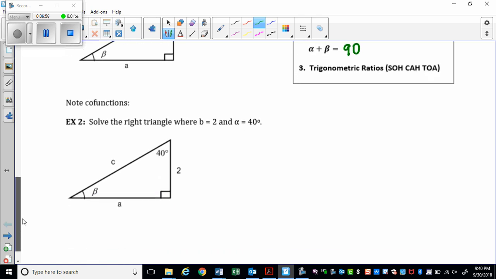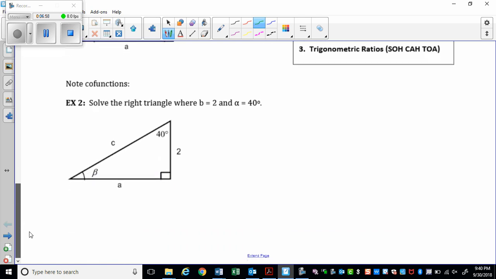Solve the right triangle where B is 2. They plugged it in for us. And alpha is 40. Very nice. So we need everything else. What we need is to find beta. So I know that 90 minus 40 degrees is equal to 50. So beta is 50.